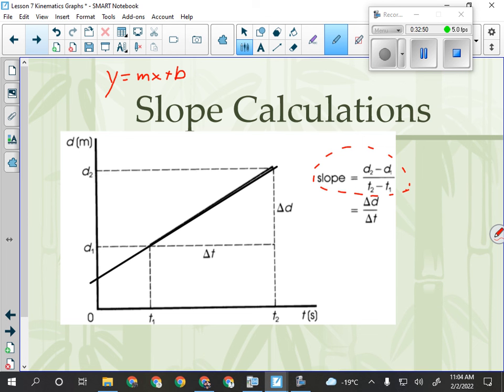So y represents any y value. What does m represent? Slope. X represents any x value. What does b represent? The y-intercept. So what is the value of y when x is 0? In other words, the initial y value. That could be initial position or initial velocity, depending on what kind of graph you have. So on this graph here, this is a position versus time graph.